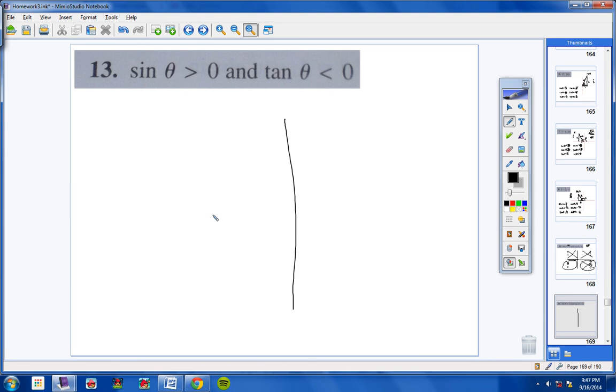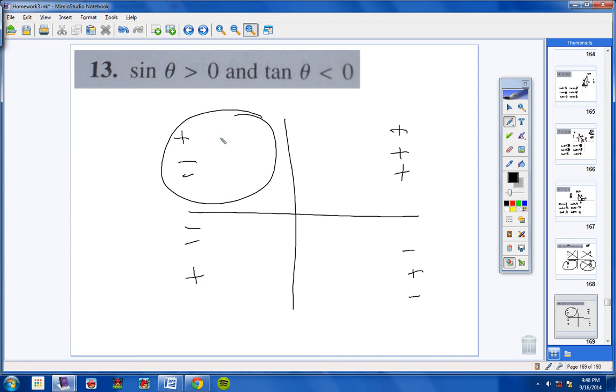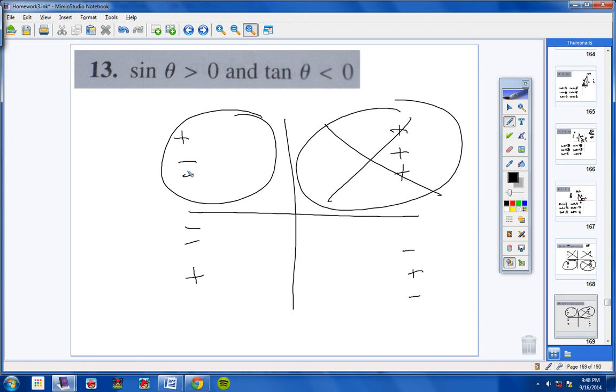All right, let's go ahead and put our quadrants back up here. Plus, plus, plus, plus, minus, minus, minus, minus, plus, and then minus, plus, minus. Now, our first constraint is sine of theta is greater than 0. So we're looking for where sine is positive, greater than 0. That would be this quadrant here. Sine is positive, and this quadrant here. Sine is positive. Okay, and then we're looking for the quadrant where tangent is negative. Tangent is less than 0. Well, tangent is not negative here, but tangent is negative here. So this would be quadrant 2.